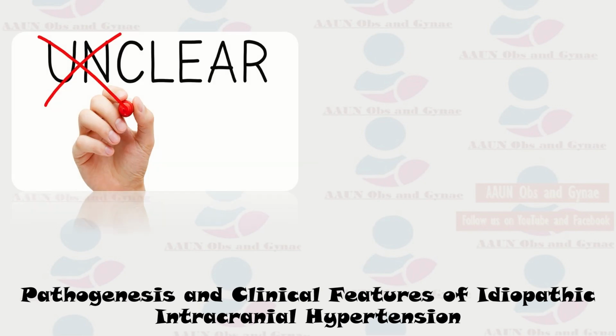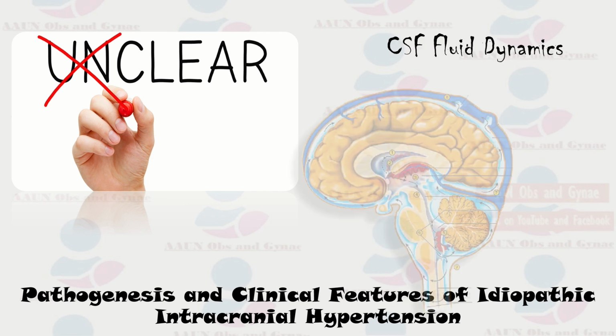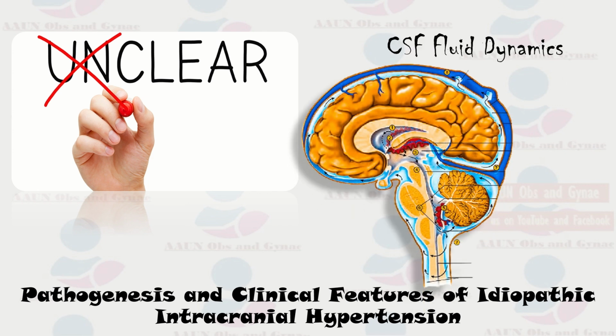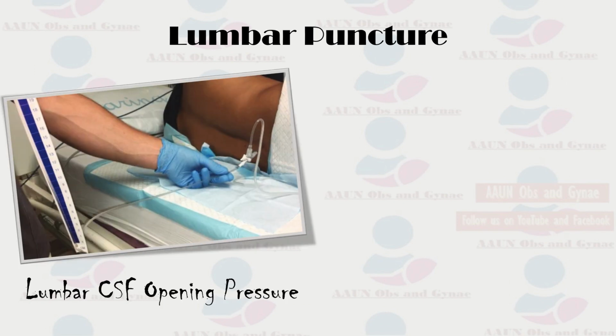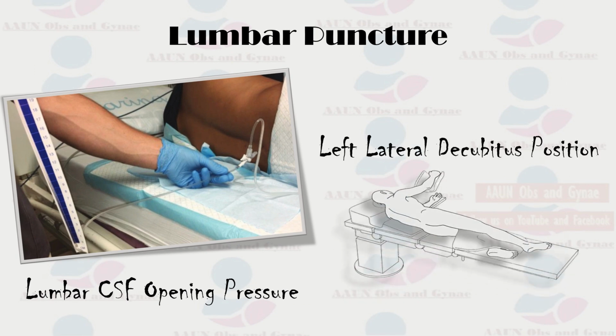What is the pathogenesis and clinical feature of idiopathic intracranial hypertension? The exact pathogenesis is unclear. It is thought to be caused by disordered CSF dynamics. It is unclear from the evidence as to whether it results from enhanced CSF production at choroid plexus or restricted CSF drainage at arachnoid granulation tissue. The lumbar puncture CSF opening pressure should be greater than 250 mm of water measured with a patient in lateral decubitus position to diagnose idiopathic intracranial hypertension.